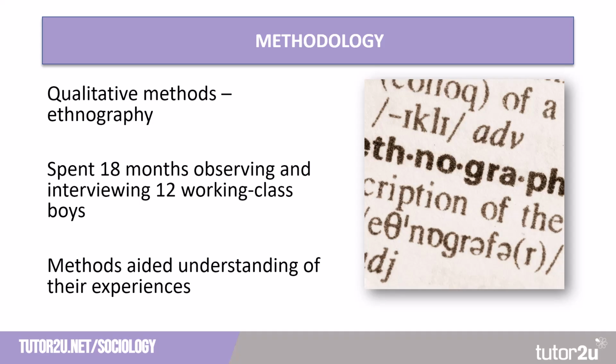Willis used a qualitative research method called ethnography, which involves observing and interacting with people in their natural environment. He spent 18 months in a British secondary school, observing and interviewing a group of 12 working class boys, whom he called the lads. He closely watched how they behaved in school, their attitudes towards education, and their interactions with teachers and other students. This in-depth approach helped him to understand their perspectives and their experiences.